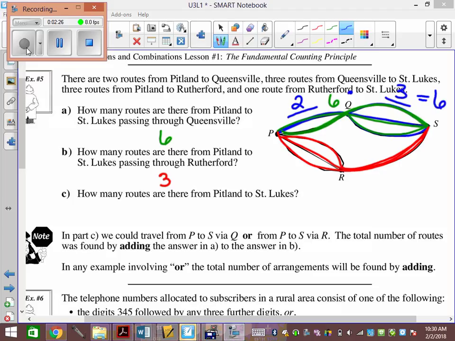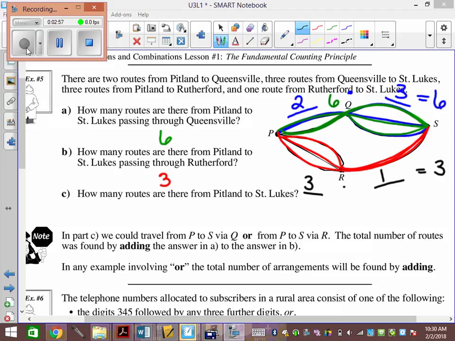Now, Pitland to St. Luke's. How many paths are from Pitland to Rutherford? 3. How many paths from Rutherford to St. Luke's? 1. Multiply them, and we get 3. Now this is the hardest part. Deciding, do we multiply those 2 numbers or do we add them? 6 and 3.